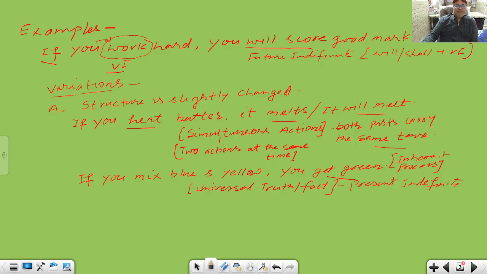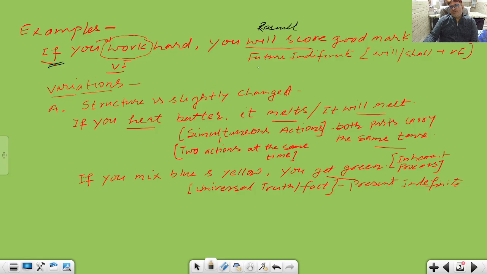Now we look at some examples. If you work hard, you will score good marks. Now see, the sentence begins with if. Work hard is present indefinite. And then this part is showing the result, and it is used in future indefinite: will plus the base form of the verb.